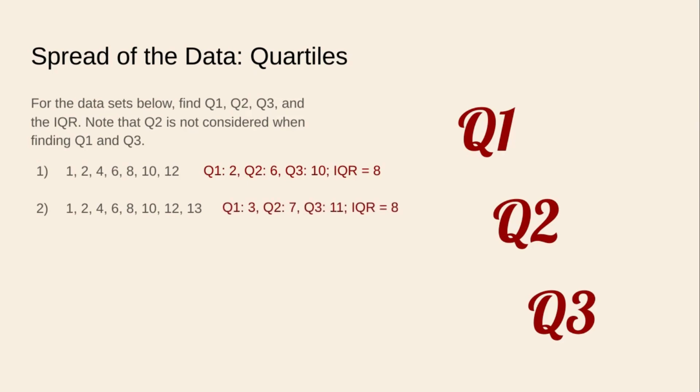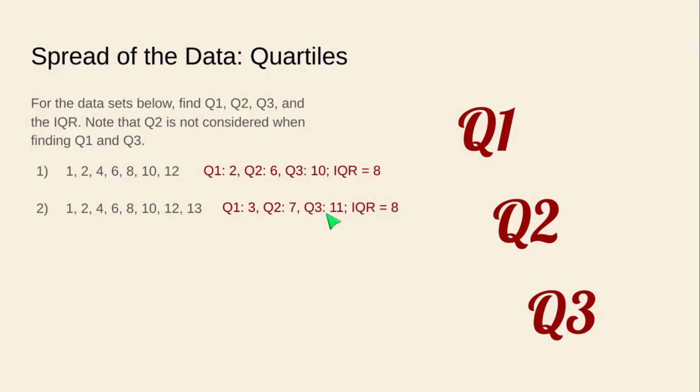Second one, same process here, except we have an even number of data values. We find Q2 first. That's going to be the mean of 6 and 8, which is 7. And then we look below 7. That's this data set right here. And we would say the median is between 2 and 4. That's going to be 3. And then for the upper data set above 7, so 8 up to 13, the median would be 11, the mean of 10 and 12, right?